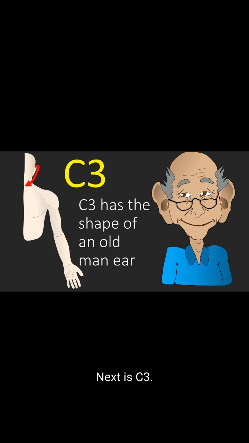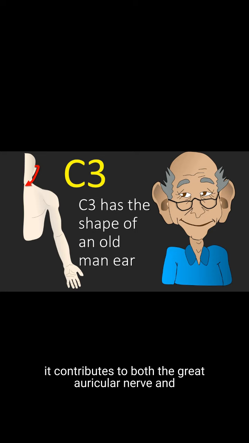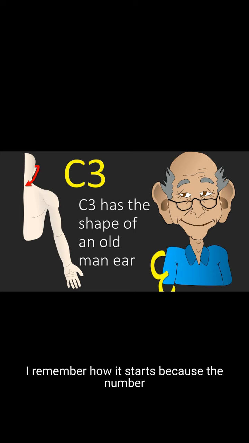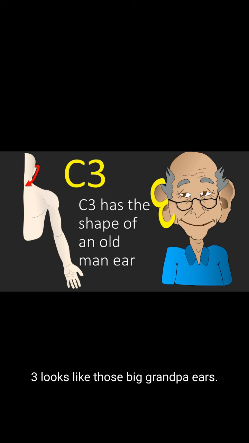Next is C3. C3 starts radiating right around the ear and circles around to the front of the neck as it contributes to both the great auricular nerve and the anterior cutaneous nerve of the neck. I remember how it starts because the number 3 looks like those big grandpa ears. So C3 starts at the ears.